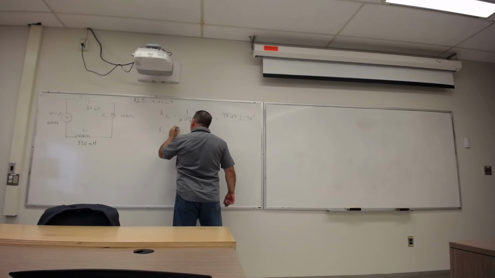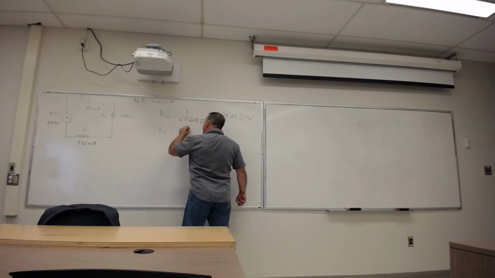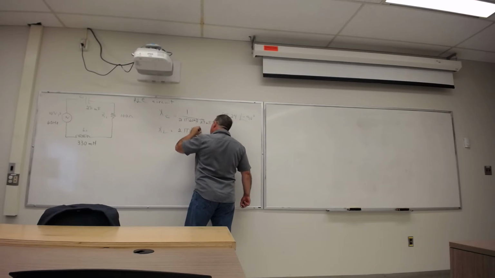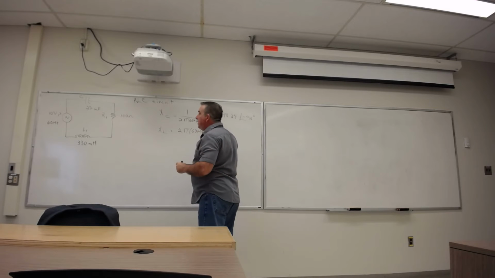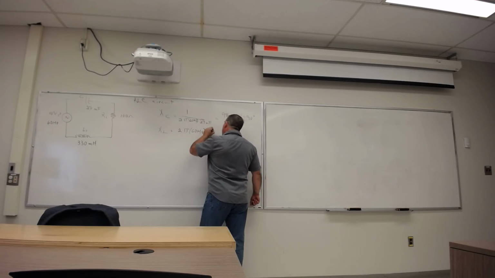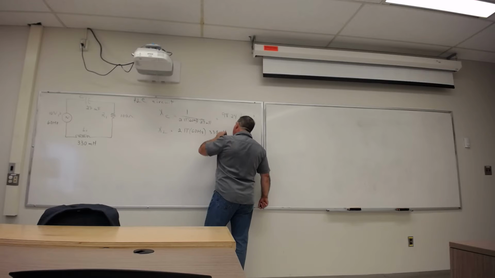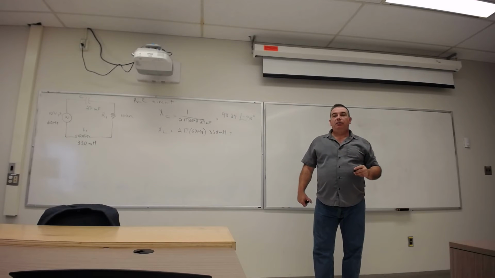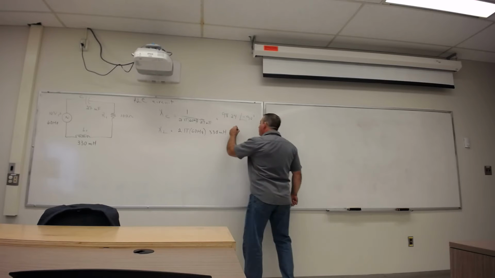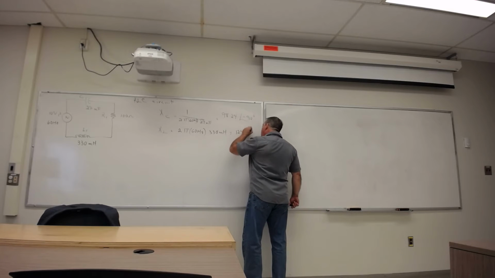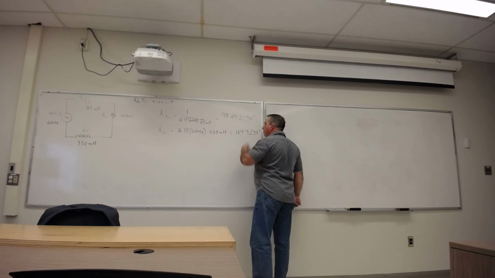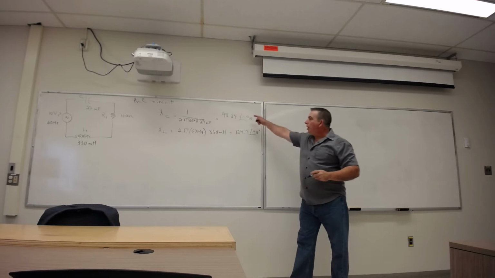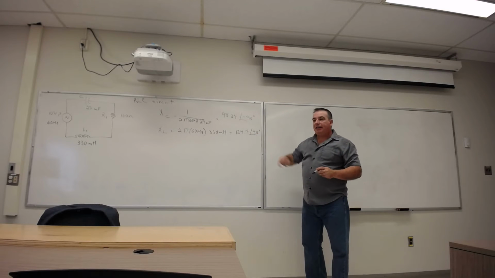For XL, it's going to be 2 pi times, again, the frequency. But this time it's going to be inductance, so 330 millihenries. So what did you get for that? 124.4 ohms at an angle of +90. Okay, so here's what we get. This is our XC, this is our XL.